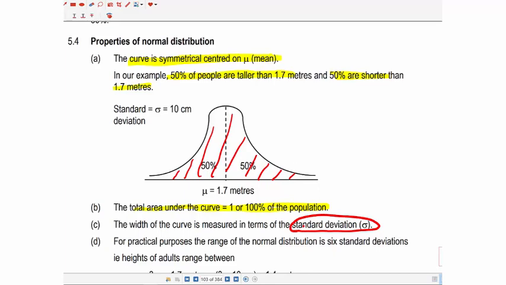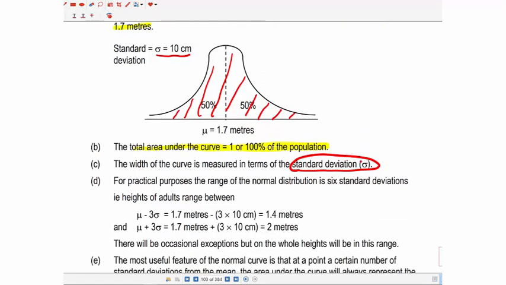And we said that one standard deviation was 10 centimetres, but if the width of the curve is measured by standard deviation, what is really helpful for us from a practical point of view is to know that under the normal distribution curve, there is a range of 6 standard deviations. And that can be really helpful for practical purposes because that can help us to interpret the data in more detail. So let's put it into practice with our example here.